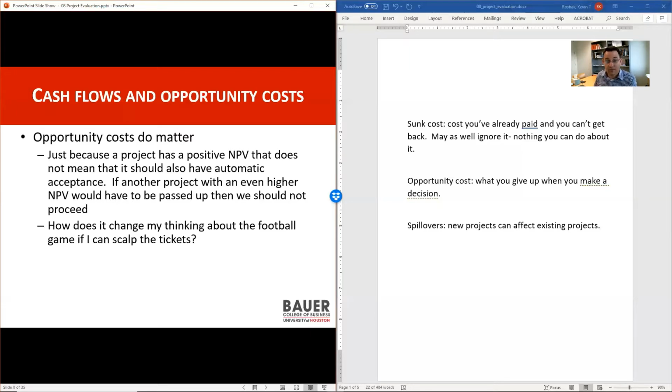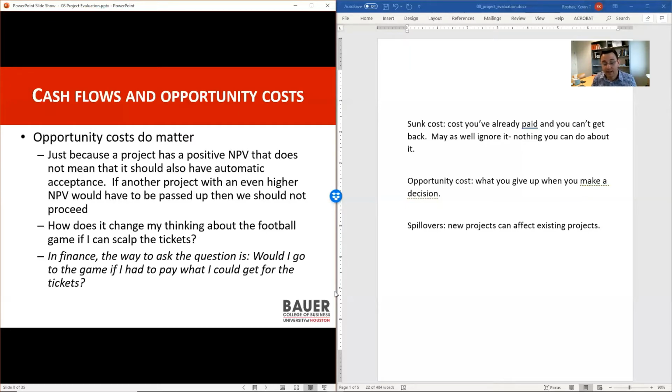Depends on how much you can sell the ticket for, right? So the way to ask this would be, if I had to pay money to go to the game, and in fact, if I had to pay as much as I could sell the ticket for, would I go then? Because that's your opportunity cost. How much can I get from selling the ticket? That's what I'm giving up by going to the game. So effectively, that's the price for me. That's what I care about.